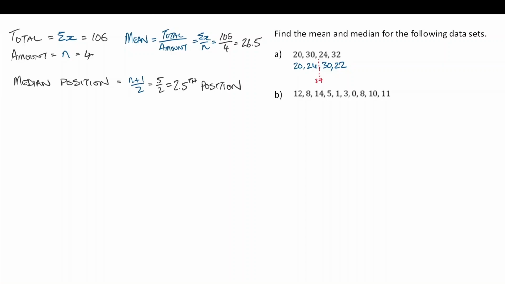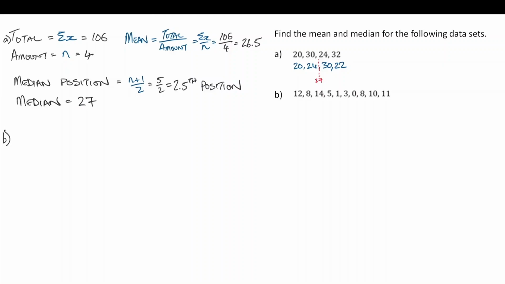N plus 1 divided by 2 tells us the median is in the 2.5th position. This means it's in between the second and the third. It's the number exactly in the middle of the second and the third piece of data. In this case, we could add 24 and 30, divide by 2, and we get 27. The median is 27.